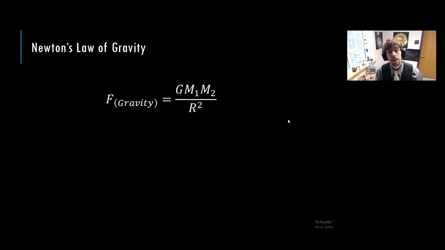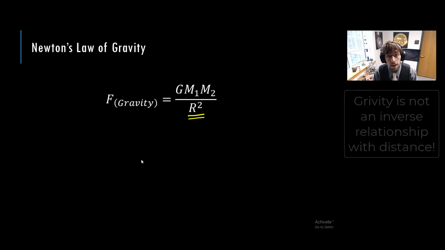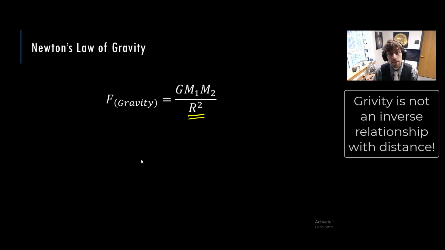On the left side, we have the force, and that's the gravitational force. Now on the right side, we see a couple of different terms. The first thing that I'll point out to you is that gravity is an inverse squared law. Gravity is not inversely proportional to distance. Gravity is inversely proportional to the distance squared.